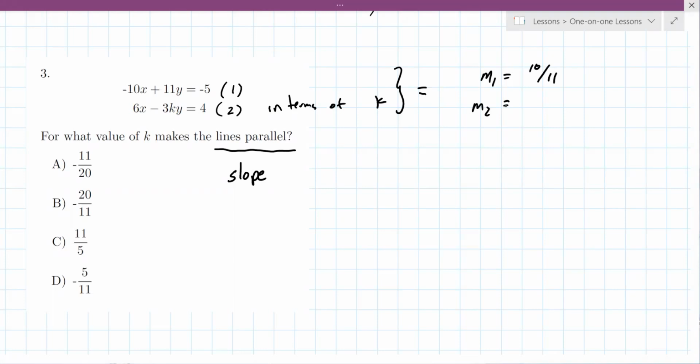Plus 4. What do you do with the k? K goes with it. So when I say in terms of k, that means there's a k there. That's going to be part of it. It's going to be in the bottom.